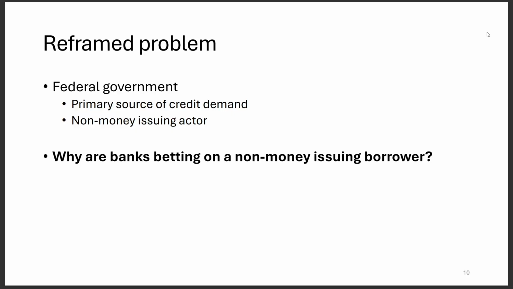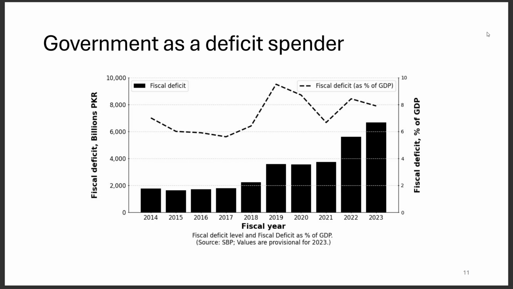Why are they betting on an actor whose debt is now not risk free? It is no longer risk free. Why are they betting on such a non-money issuing borrower? This is the reframed problem. And I answer this through three propositions.